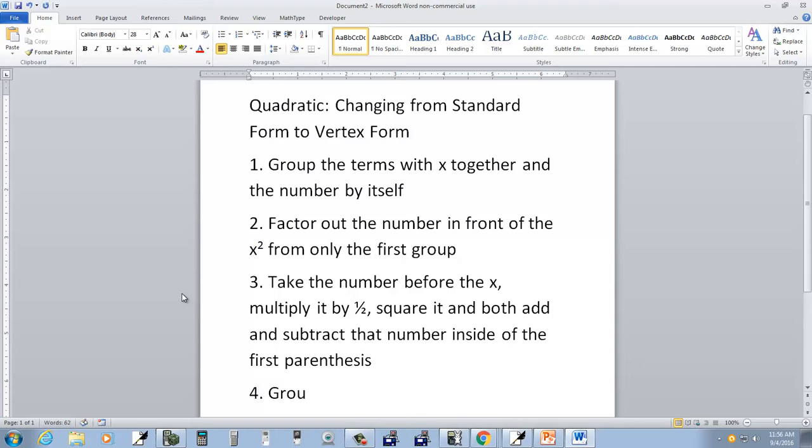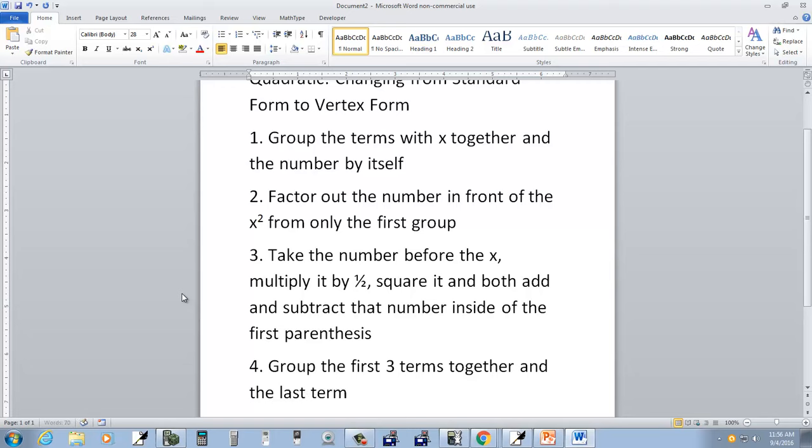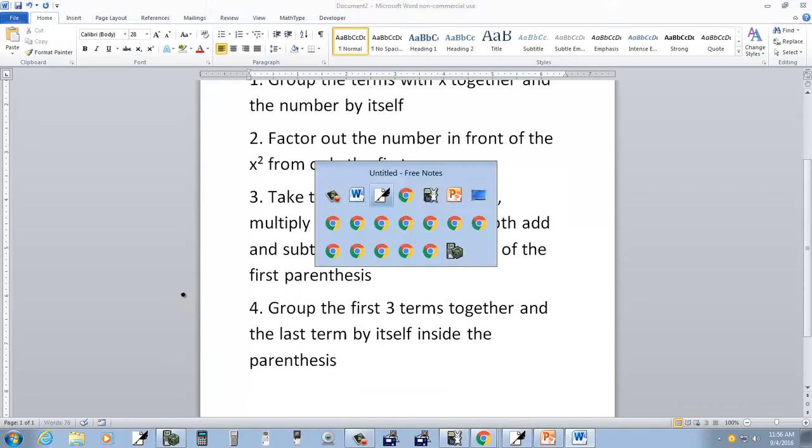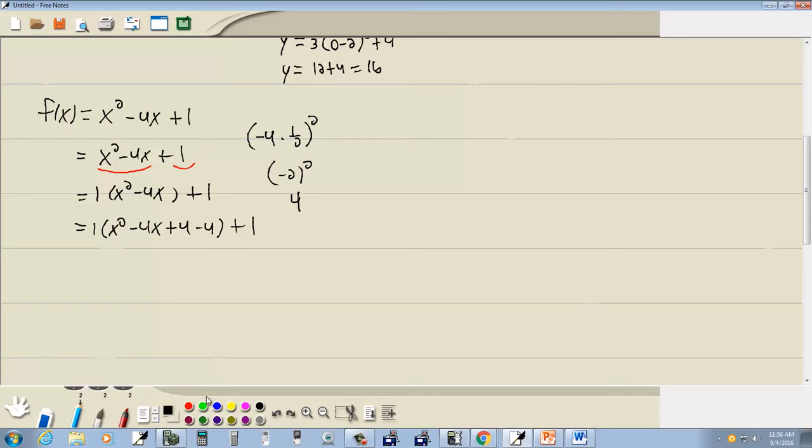Step 4, group the first three terms together and the last term by itself inside the parentheses. Well, what I mean by that is we group these three terms together and group this one by itself.